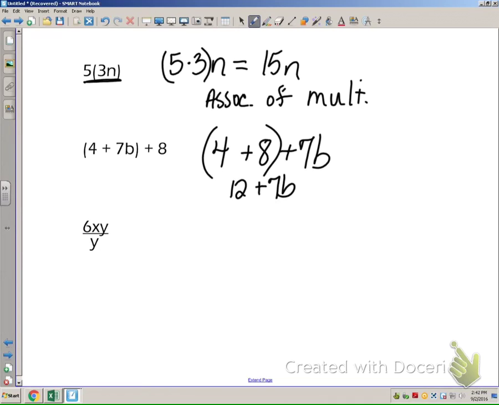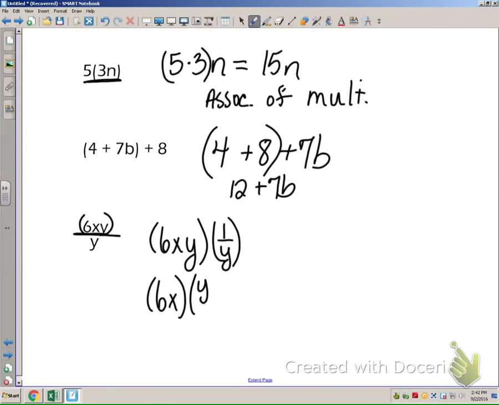And then this last one is a little bit tricky. There's several different ways that we could do this. The way I like to think of it is, we know that up here above the division symbol or the fraction bar, this is a group. So I'm just going to regroup it. I'm going to write 6x times y times 1 over y. Same thing. So then I would regroup again and I would say, okay, this is the associative property of multiplication, y times 1 over y, and 6 times x, so I still have 6x.